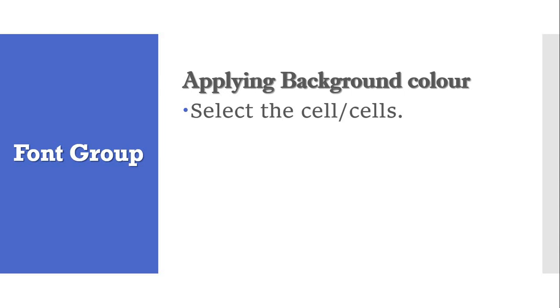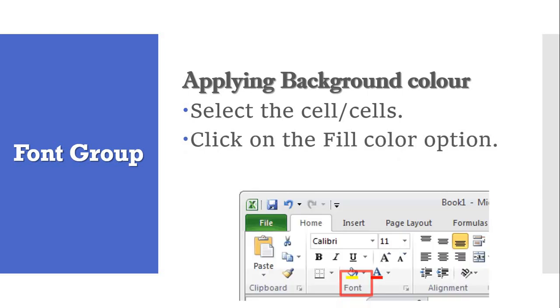Next, applying background color to the cell. You can add a background color to a cell by using fill color option. To do this, first you need to select the cells that you want to change the background color and then click on the arrow next to the fill color option. This is fill color option. You need to click on the arrow near the fill color option. When you click on it, it shows the color palette and you can select the color that you want.